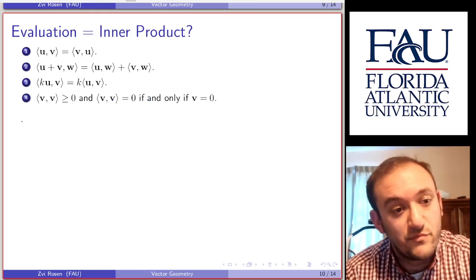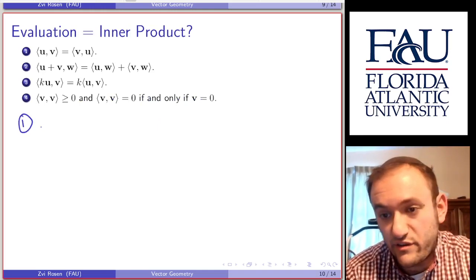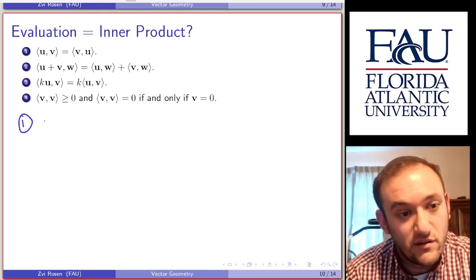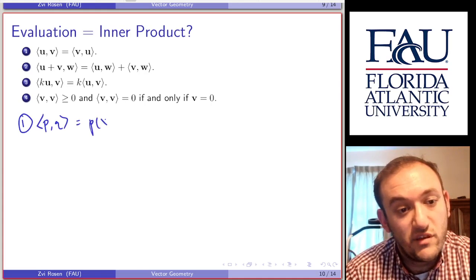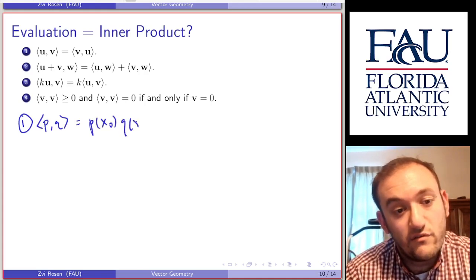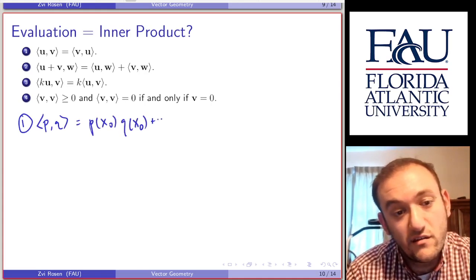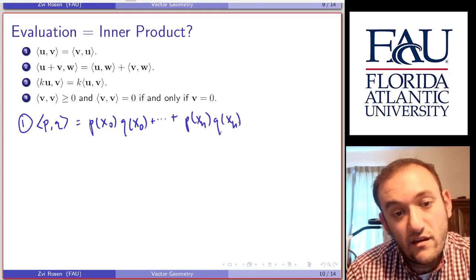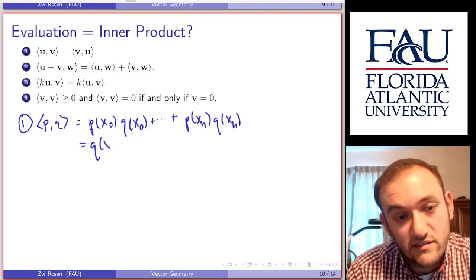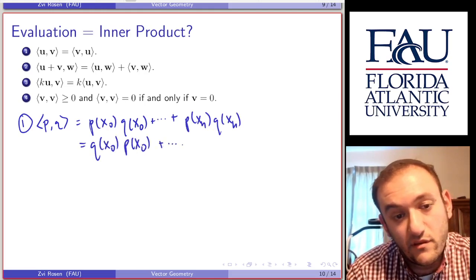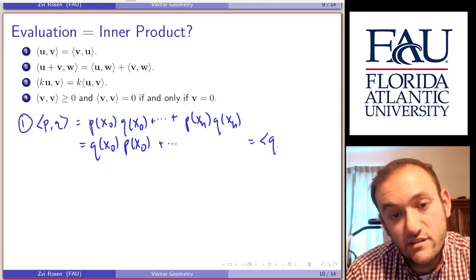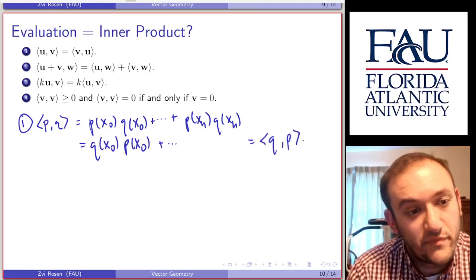The first property is pretty straightforward. You just write it out. ⟨p, q⟩ equals p of x0 times q of x0, etc., up to p of xn times q of xn, and then you just switch the order, so it's q of x0 times p of x0. Multiplication can go in any order. And that's just the inner product of q with p.